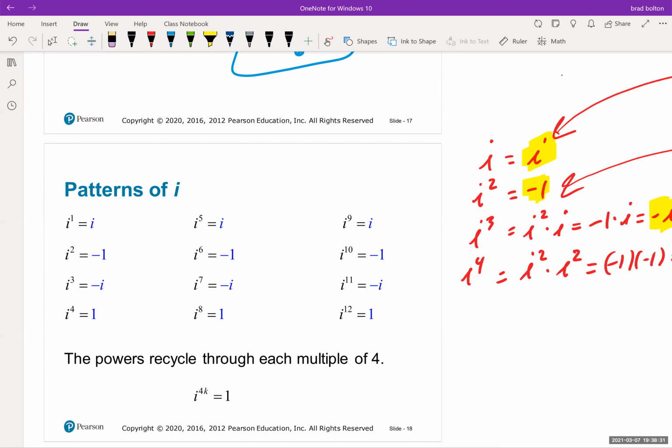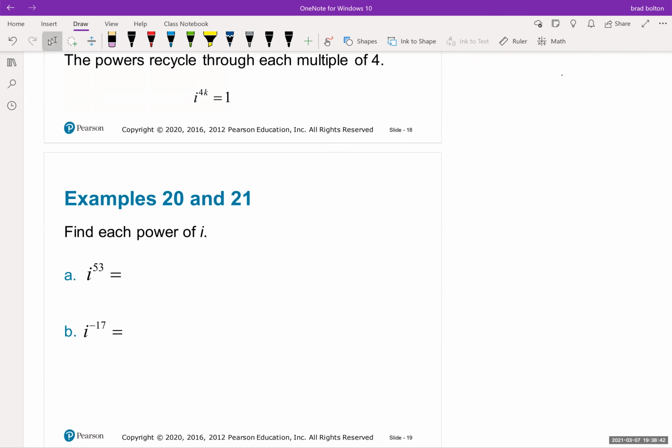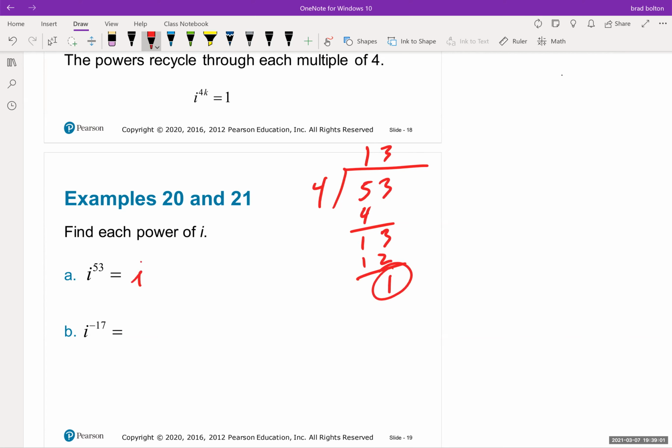So what you can do when you're dealing with powers of i is just divide the power by 4. And whatever the remainder is, that is the power that you're on. So if I take i to the 53, I can just take 53 and divide it by 4. 4 goes into 5 one time, we get 4. So we get 13. 4 goes into 13 3 times, we get 12, we get 1. This is the power that we're now on. So this becomes i to the 1, which is just i. That's a nice way that we can do it.